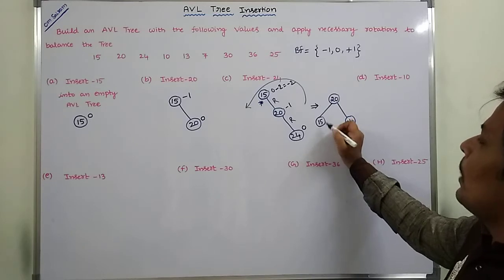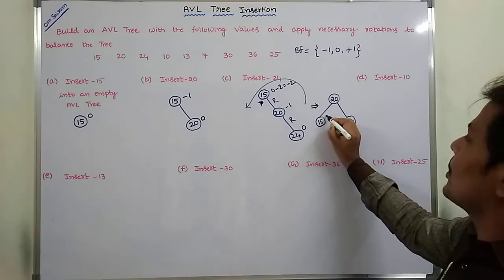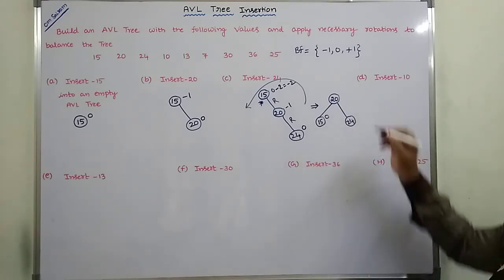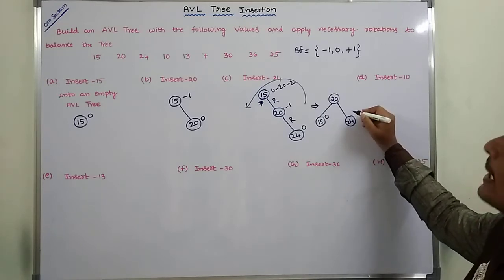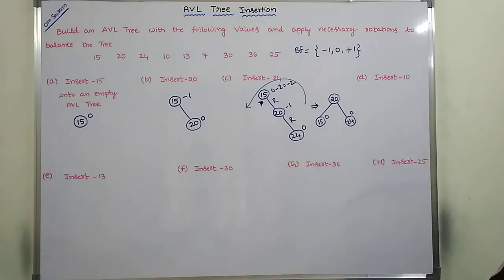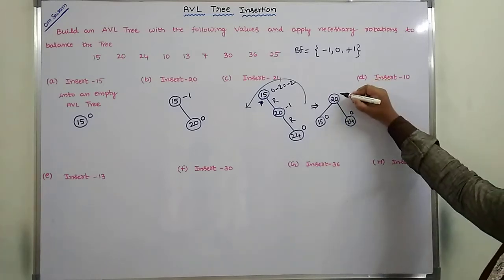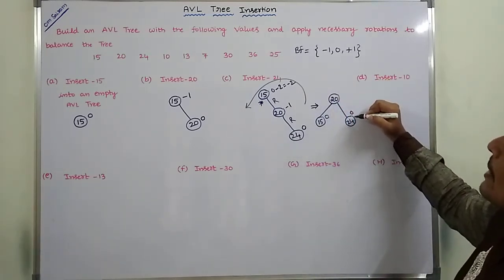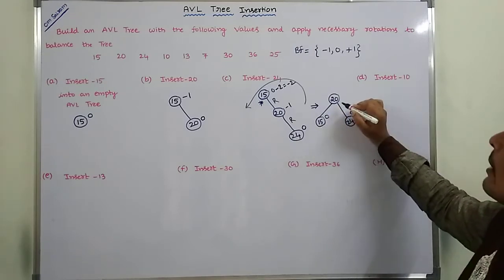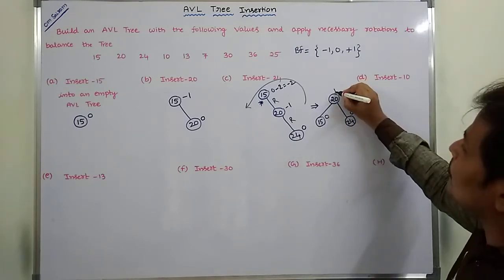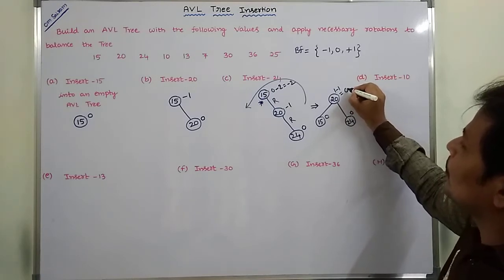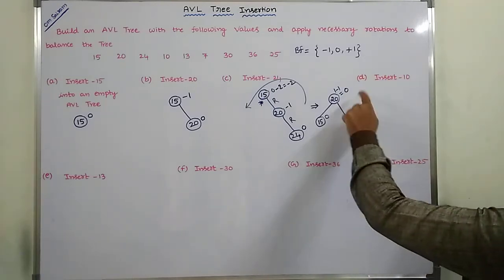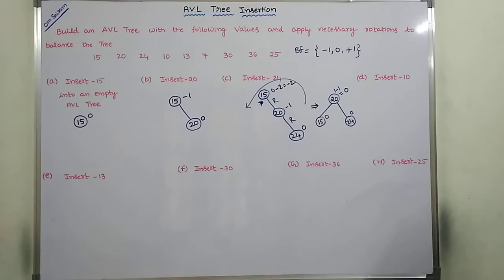15: there is no left subtree, there is no right subtree, 0 minus 0 is 0. 24: there is no left subtree, no right subtree, 0 minus 0 is 0. Here, 20 has one left child and one right child, so the left child height is 1 and the right child height is 1. 1 minus 1 is equal to 0. So all are zeros. This is a valid AVL tree because every node's balance factor is 0.